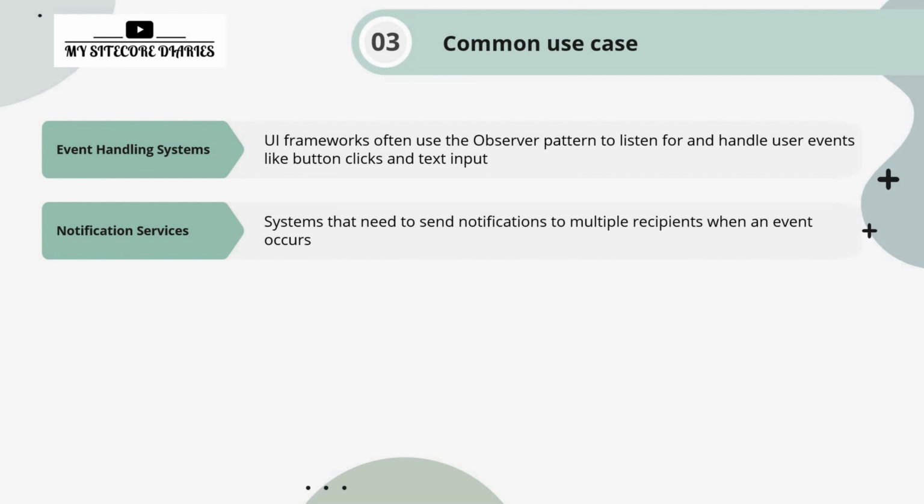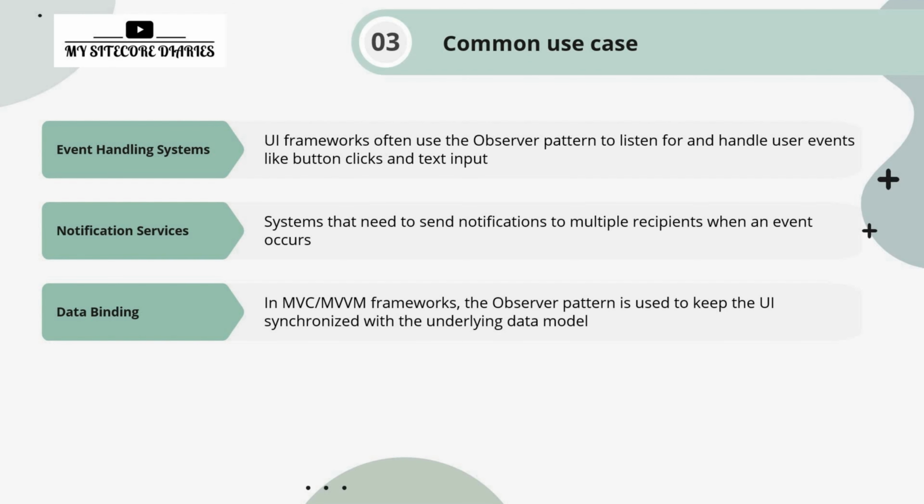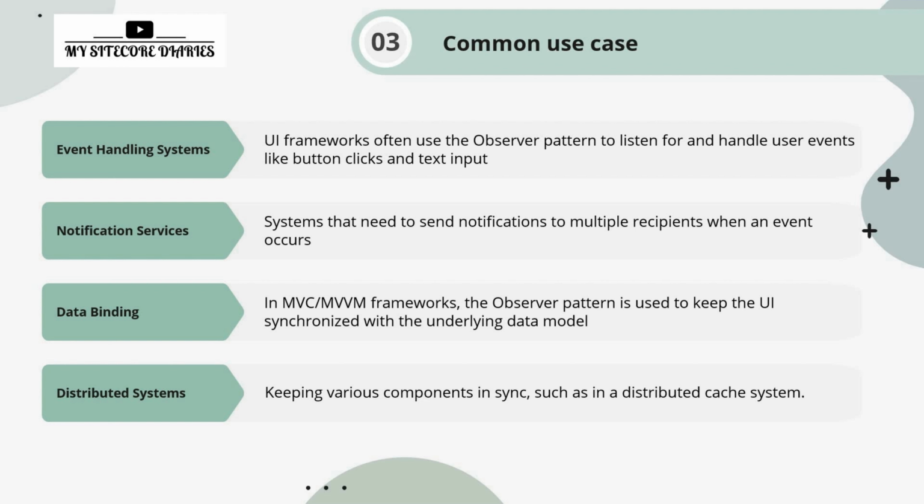Then notification service: a system that needs to send a notification to multiple recipients when an event occurs. For this you can use the observer pattern. Then we have data binding. In MVC or MVVM frameworks, the observer pattern is used to keep the UI synchronized with the underlying data model. So if there is any change in the data model, it will get reflected in your UI. So for that also you can use this pattern. Then distributed systems: keeping various components in sync, such as a distributed cache system, you can use the observer pattern.